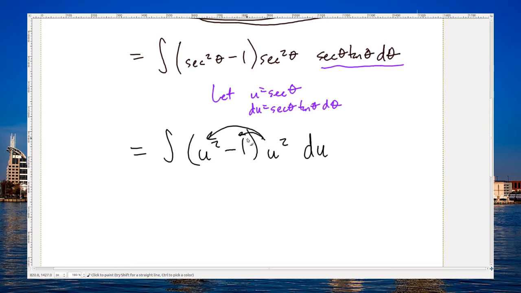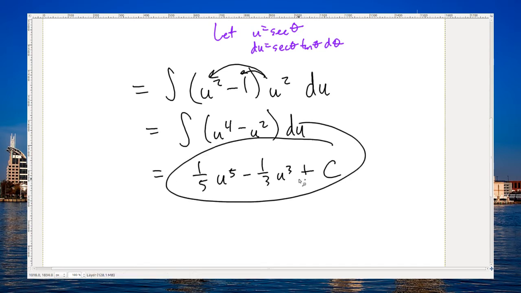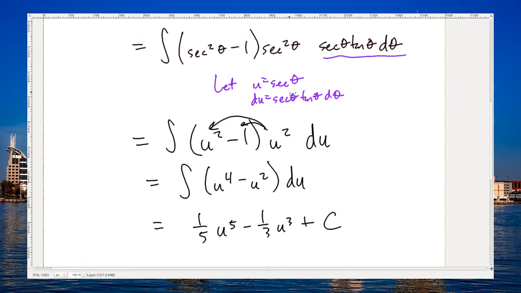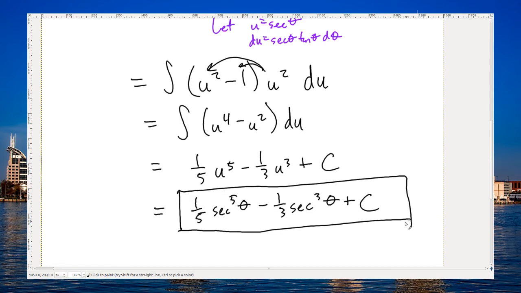Multiply out that u squared, get u to the fourth minus u squared du, which becomes 1/5 u to the fifth minus 1/3 u to the third plus c. But we have to remember that's not the answer, because we need to put it back in terms of theta, the variable that we were originally talking about. So I'll just replace all my u's with secant thetas. So that's secant fifth theta minus 1/3 secant cubed theta plus c. Perfect. There is my final answer.